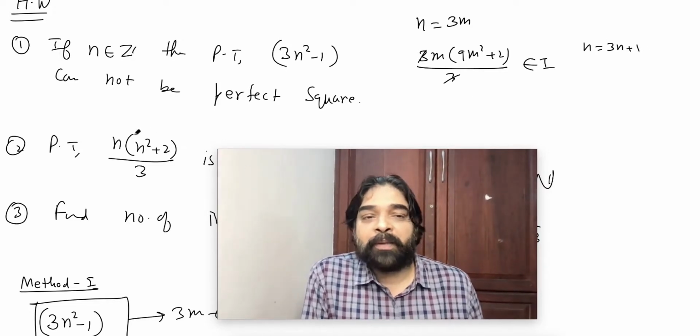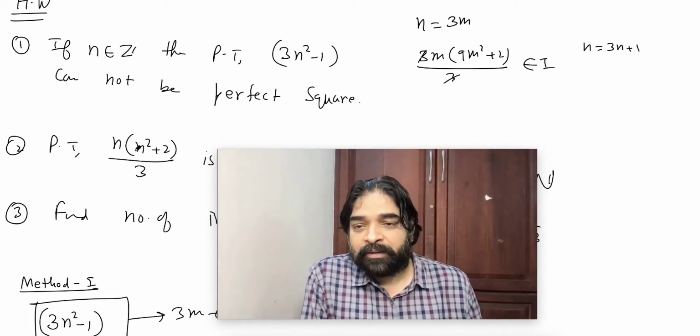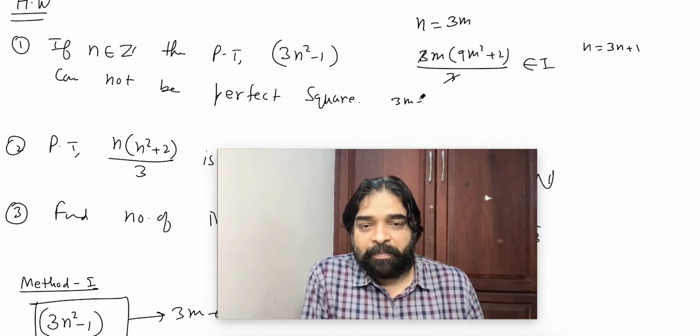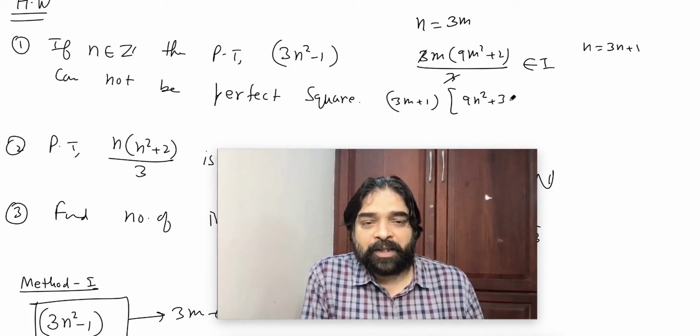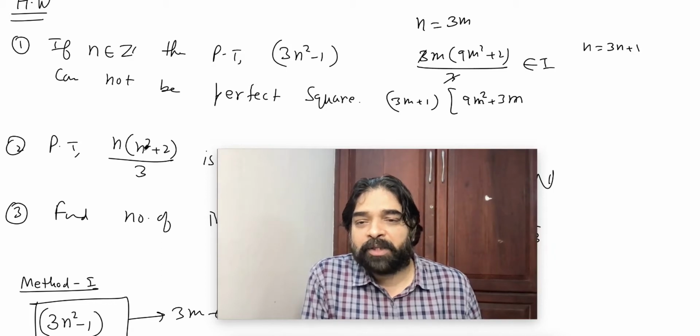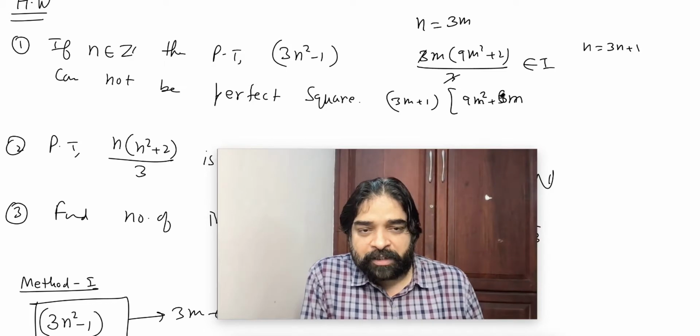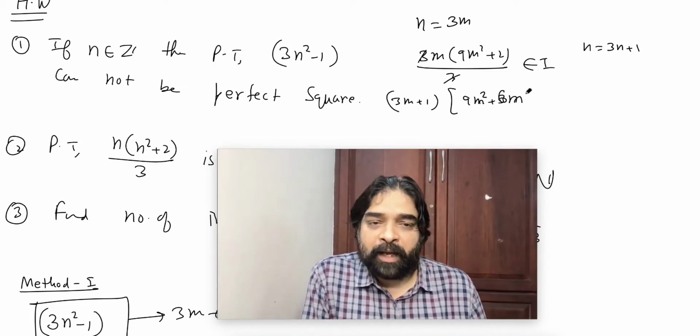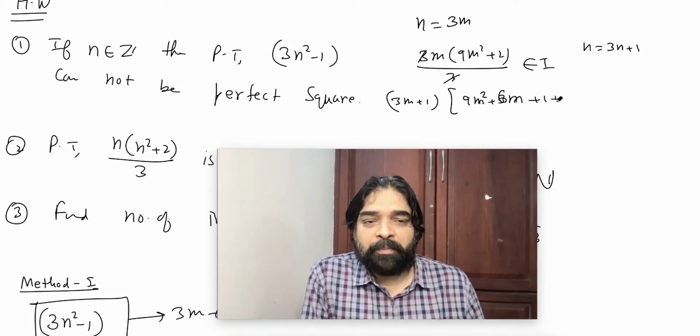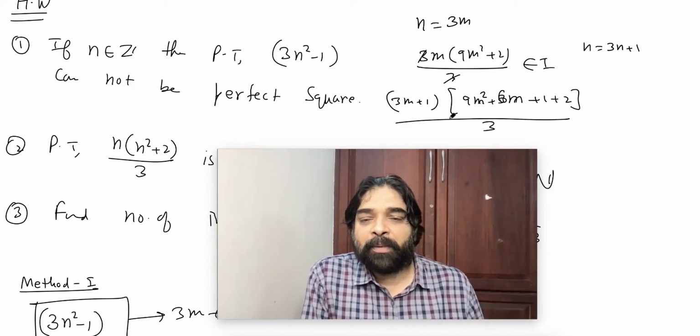So this value will become what? Look carefully, 3m plus 1 into 9m square plus 3m, sorry. I'm putting 3m plus 1 whole square, I'm expanding. So 3m plus 1, that will become 6m plus 1 plus 2. So you can see from here 3 will be common and cancel.